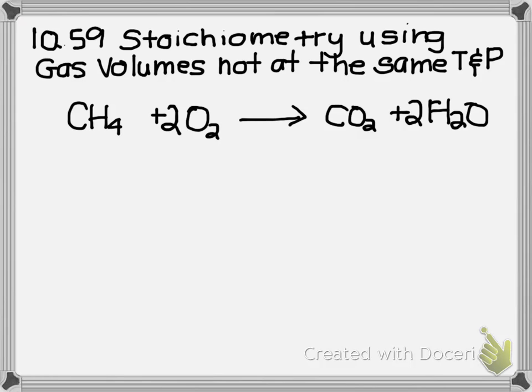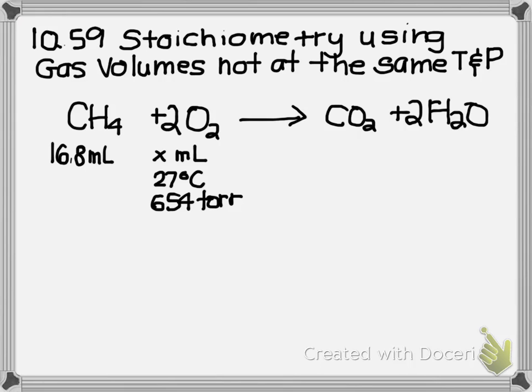Now, rereading the problem, it's asking how many milliliters of oxygen I need. I've measured the oxygen at 27 degrees Celsius and 654 torr. They tell me that I started with 16.8 milliliters of methane at a temperature of 35 degrees Celsius and 725 torr.